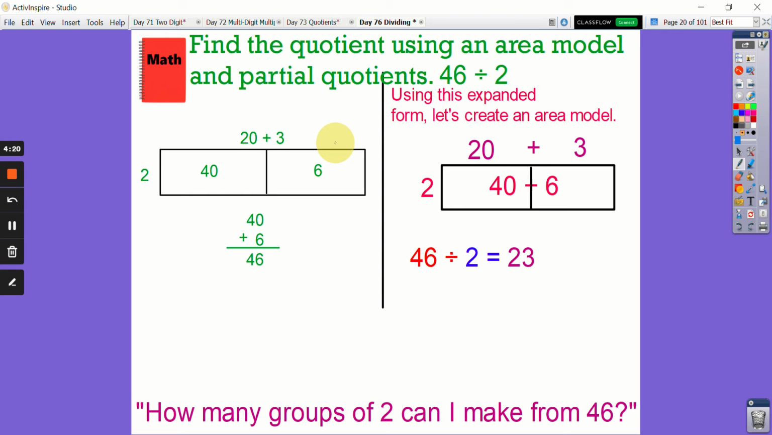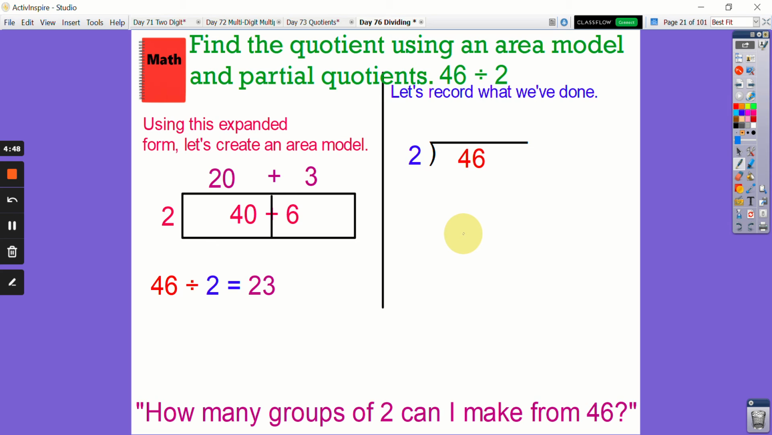So just like we can use an area model, we can use partial products, and we can use standard algorithm to multiply. We can use all of those things to divide as well. So we're going to look at area model and partial quotients today on how to help us divide with a one-digit divisor.